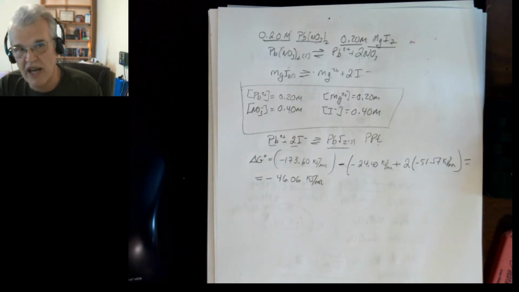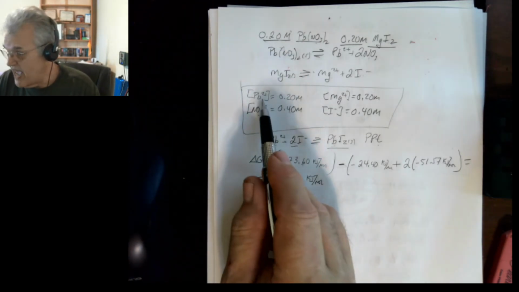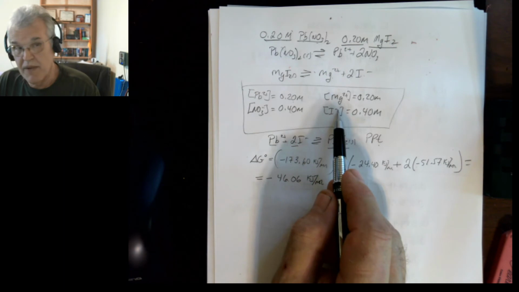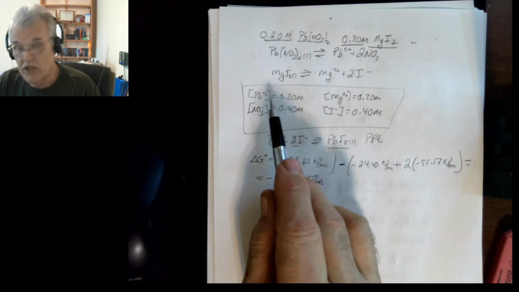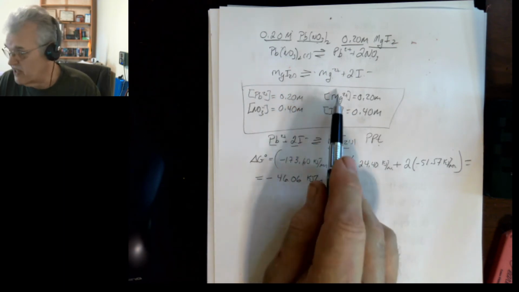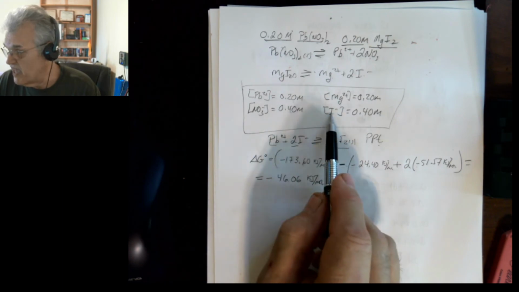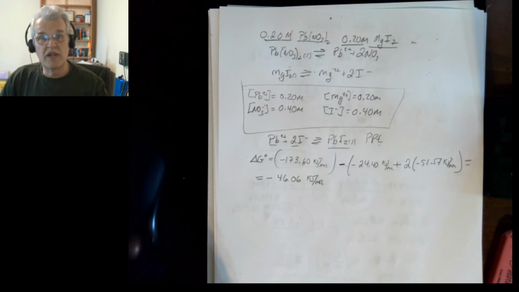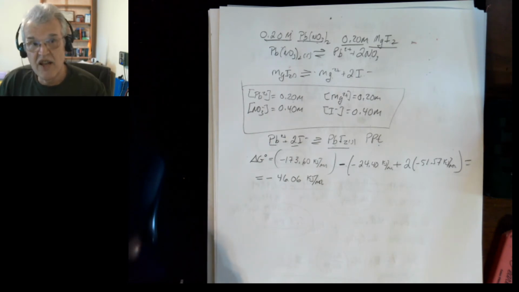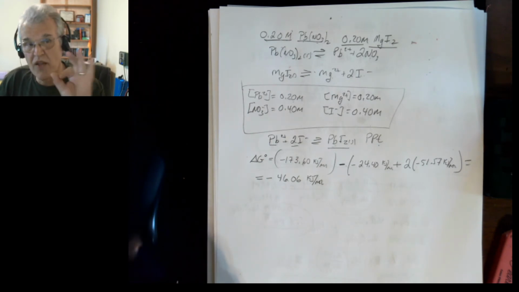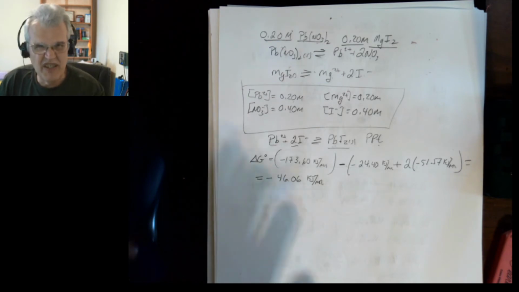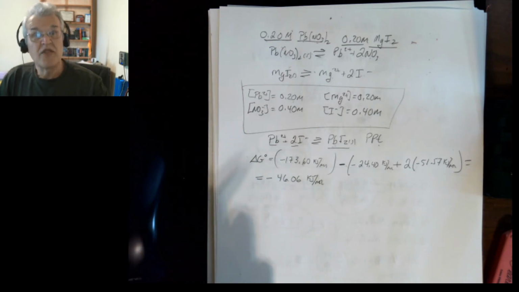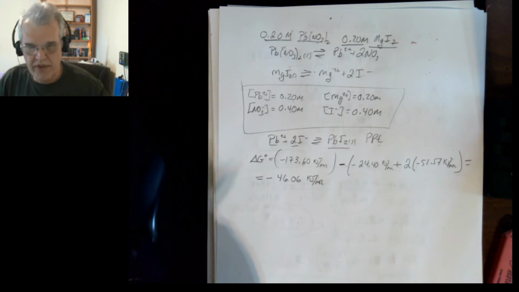If I mix equal volumes of each, I'm going to double the volume, but I'm not doubling the ions, right? If I add some lead nitrate and some magnesium iodide, I'm going to double the volume of the solution, but I'm not doubling the lead because this doesn't have any lead in it. I'm not doubling the iodide because this doesn't have any iodide in it. Therefore, if I double the volume without doubling the ions, the moles stay the same, the volume doubles, the molarity goes to half.